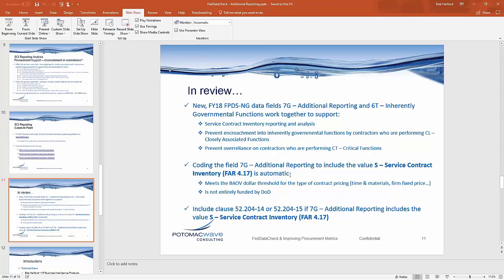Coding the field 7G, additional reporting, which is the point of this webinar, is automatic, formulaic. You just look at 4.1703 and apply the type of contract pricing, and based on the all options value of the award, you know whether you need to designate that award as requiring service contract inventory reporting or not. The one caveat is if it's funded by DOD, you can ignore it. DOD's got their own method of service contract analysis. And then you include these clauses if you meet those thresholds.